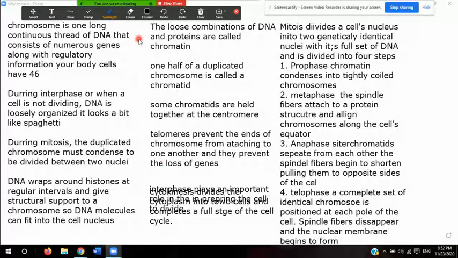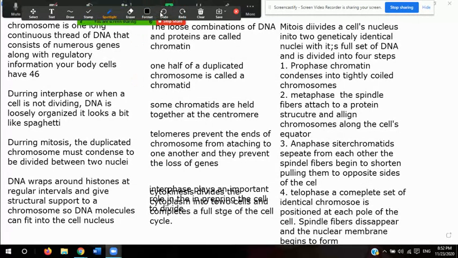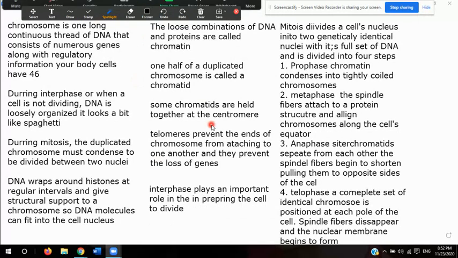And interphase is what we talked about, and cytokinesis is when the cell's cytoplasm is divided into two and a full stage of the cell cycle has been completed. Hopefully this video will help you review those steps and the concepts better.